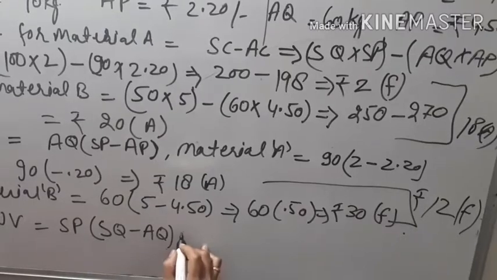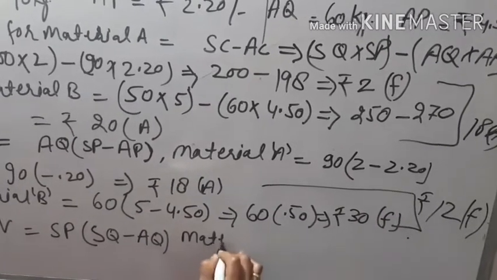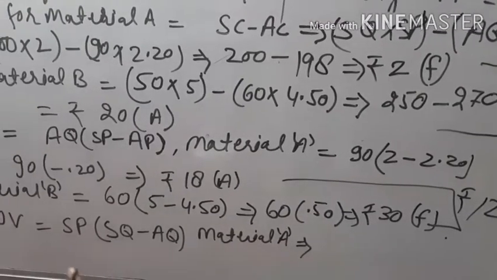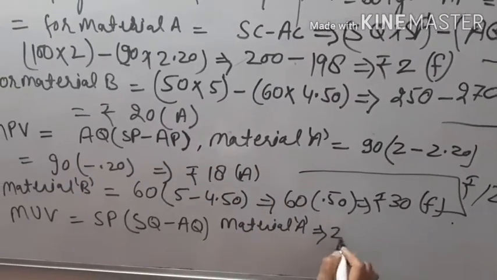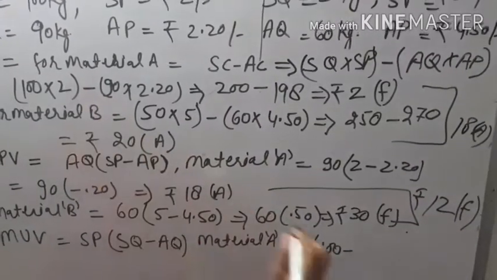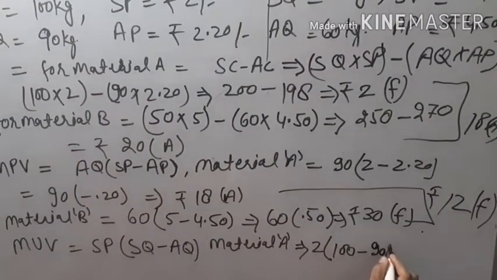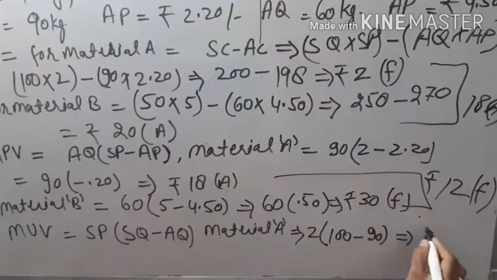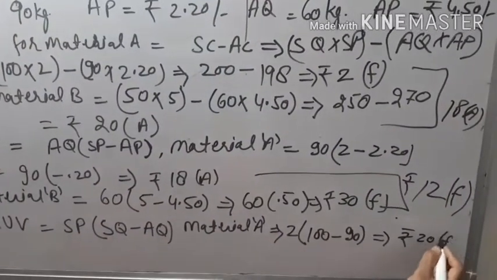We will calculate value for material A. We will put the values. Standard price for material A 2, standard quantity 100, actual quantity 90. Now we will calculate rupees 20 in favorable term.